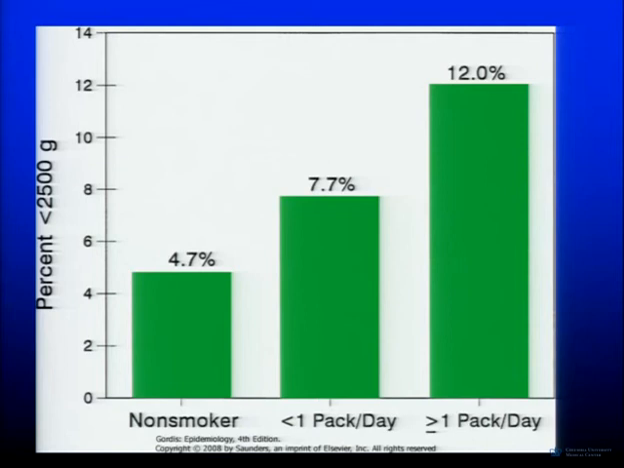And this graphic shows that there's actually a dose-response relationship. This is the percent of the population that has a low birth weight baby, or less than 2,500 grams. This first line is 4.7% of non-smokers have that. If you smoke less than a pack a day, but not as much as a pack a day, it's 7.7% rates of low birth weight. And if you're more than a pack a day smoker, it goes up to 12. So what we see here is what we'd call a dose-response relationship. The more smoking, the more likely you are to have a low birth weight baby.